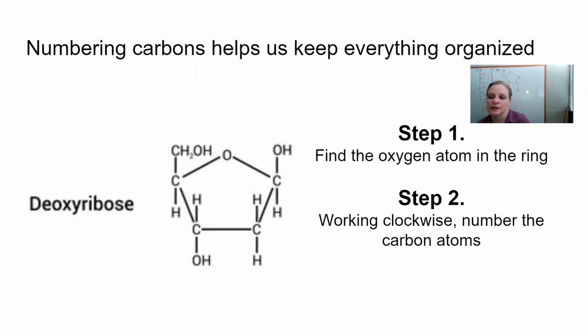So the first thing that we're going to do is remember how to number these carbons, so that we can talk about DNA replication. First, we're going to find the oxygen here in the ring of our sugar. And then we're going to move in a clockwise direction. So we're going to go to this carbon. We're going to name that carbon 1. We're going to call it 1 prime, and we're going to write it as just 1 and then an apostrophe. Okay, so there's carbon number 1.